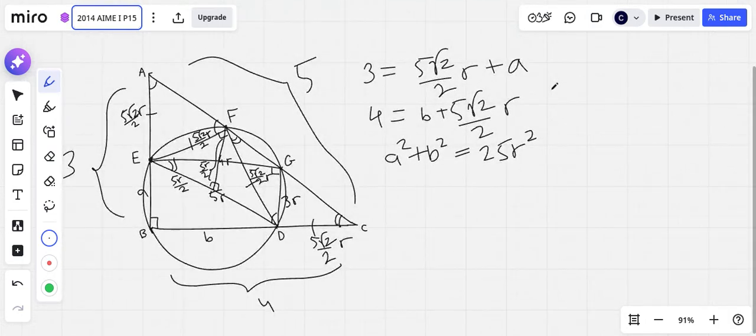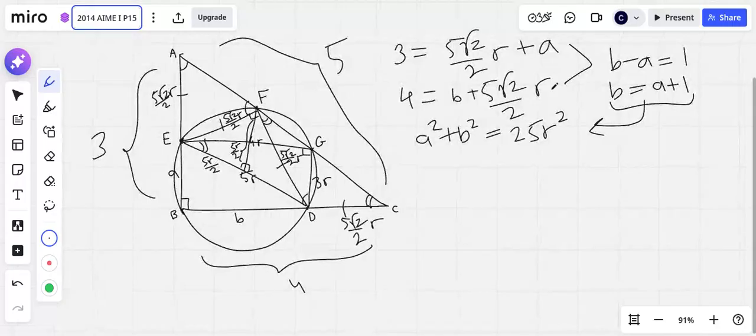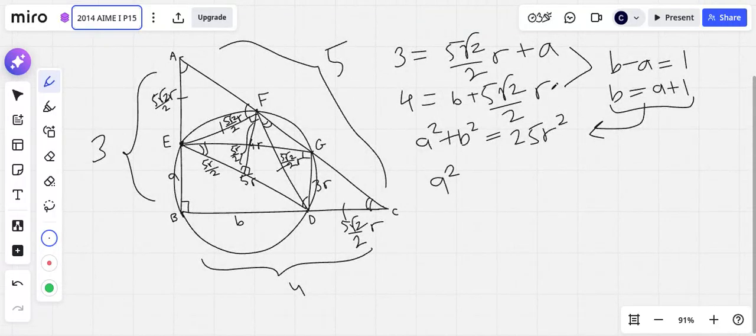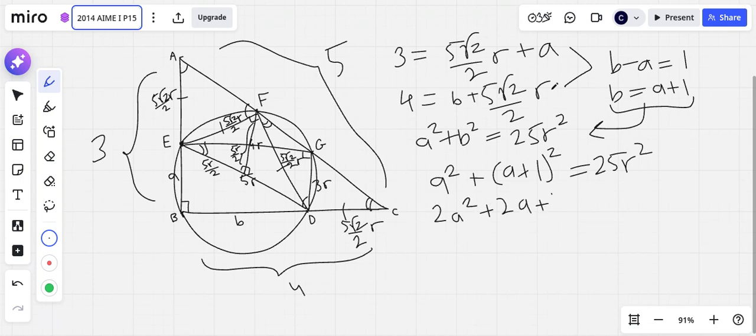Now, first I'm going to take these two equations and subtract them. This will give me b minus a equals 1, which is the same thing as b equals a plus 1. Now I'm going to plug this in here for b. So this gives me a squared plus (a plus 1) squared equals 25r squared. Expanding this out, I get 2a squared plus 2a plus 1 equals 25r squared.